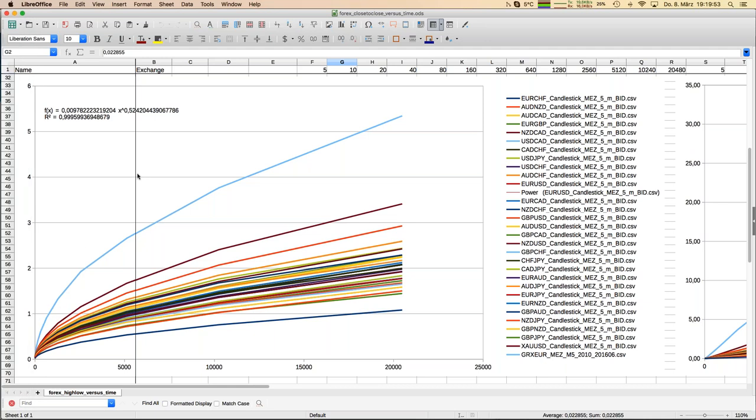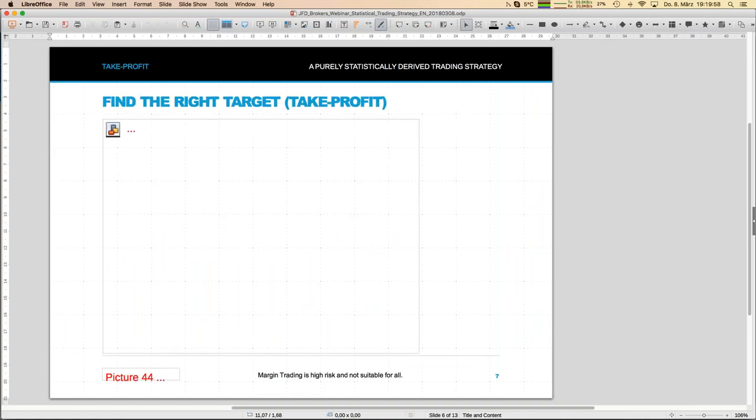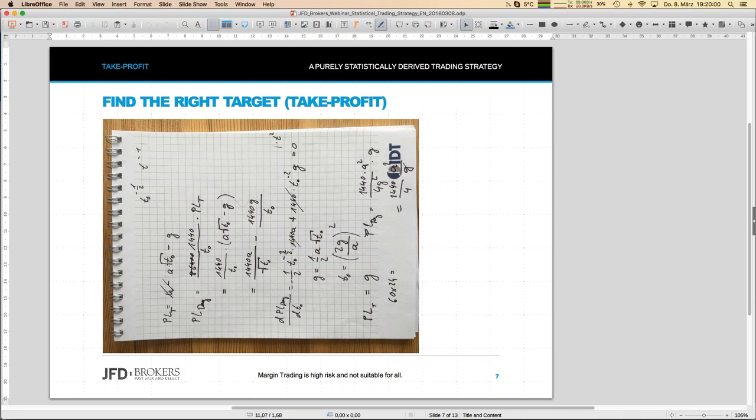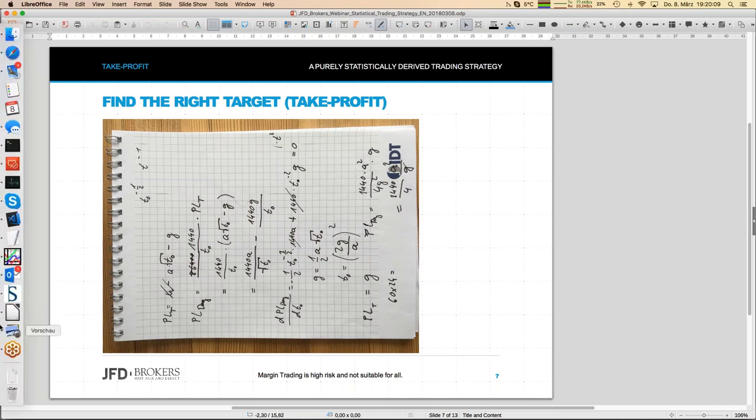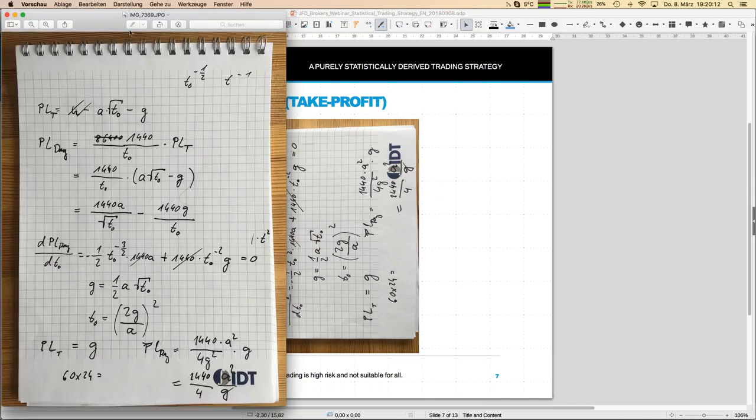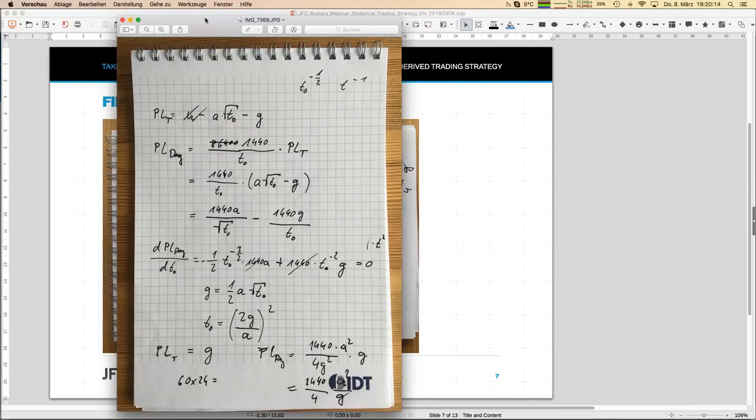Let's do the next step, because we need that input now. What we now try to do is find the right target for our long short trades. You already see something handwritten here, and I put it so that we can read it. That was really what I did on my hammock, when I derived and developed that kind of strategy. Let me really start with this mess.